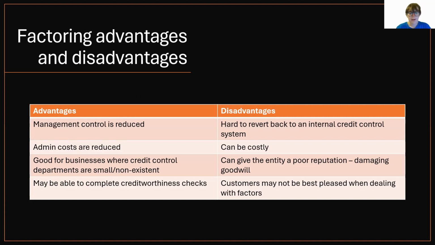On the flip side of this, we do have some disadvantages. So if a business decides to move to a factoring system, but then wants to come back to bring credit control in-house, they may find it very difficult to form an internal control account system. It can obviously be costly because you are losing a part of that invoice. And it can lead to the business actually gaining a poor reputation, leading to a damaged goodwill. Your customers may eventually go elsewhere. Obviously, your customers have come to you, they trust you, they want to deal with you. If you put them in the hands of a factor, they may not be too happy.